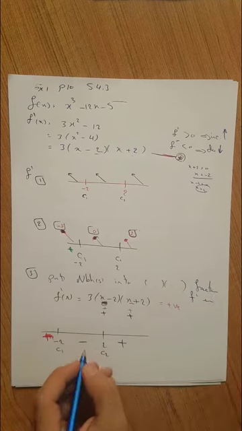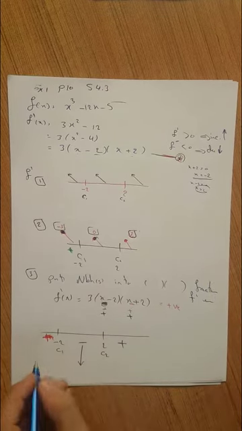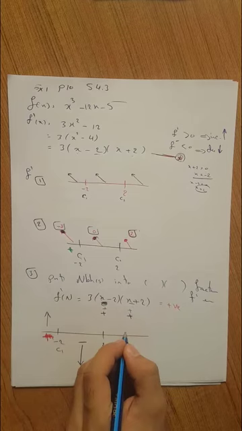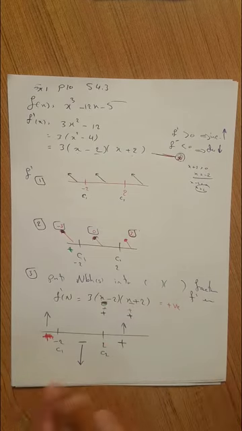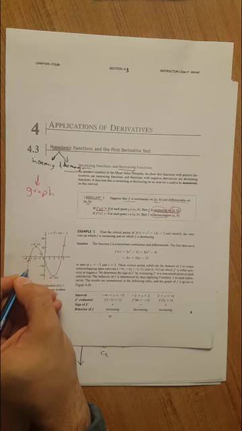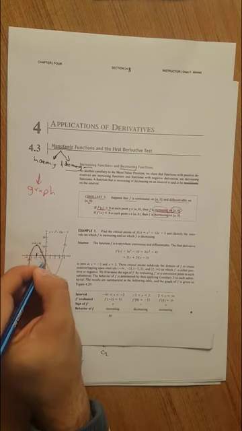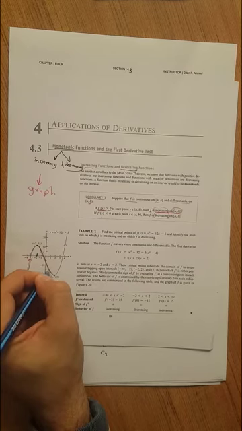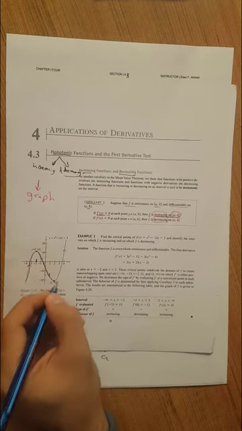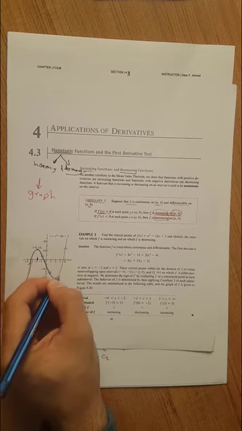The negative means decreasing. The positive means increasing. Okay, that's all. So the function increased till -2, then decreased down, and then again increased. Look, the function increased till -2, then decreased till we get the number 2. Here's 2, you can see, and then increased after this one.